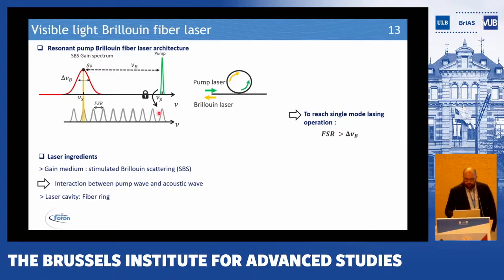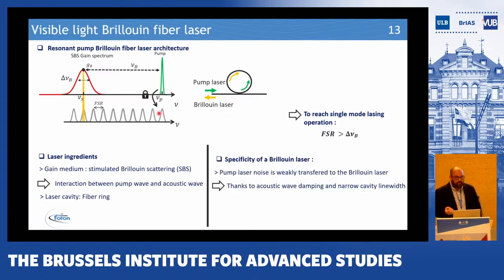And one interesting aspect related to Brillouin laser is the fact that, as I said, the pump laser noise will be weakly transferred to the Brillouin laser. This is thanks to the acoustic wave damping, because the acoustic wave has a short lifetime, in the nanosecond regime. This means that you cannot transfer to the Stokes signal slow or long fluctuations of the pump, because they will be directly damped by the acoustic wave. And moreover, since you are using a fiber ring cavity, you can have a high Q factor in the range of 10^8 or even 10^9, and this will also strongly reduce the noise contribution.